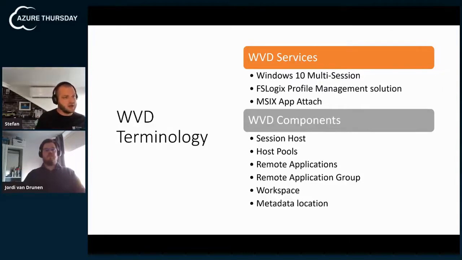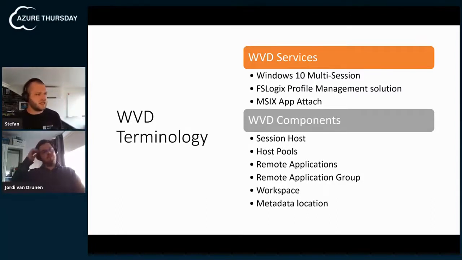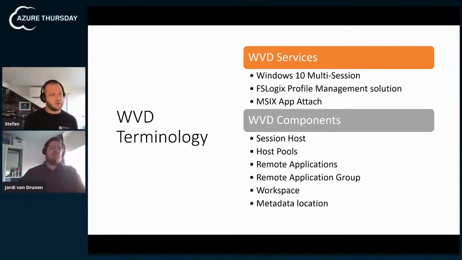So the metadata location is, like it says, the location where the metadata for WVD is being stored. In the past, it was only available, I think, in the US, East US, West US. Those were the only regions in Azure where you could store your metadata. Nowadays, it's also available in Europe, in West Europe, in the Amsterdam data center.